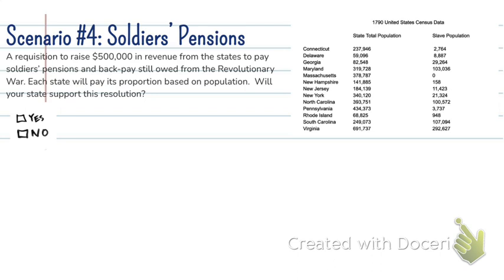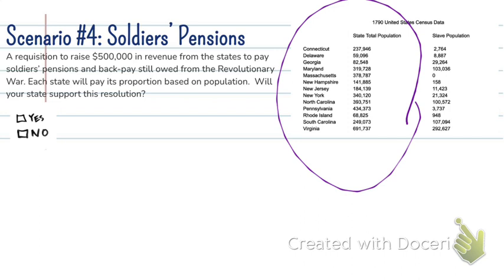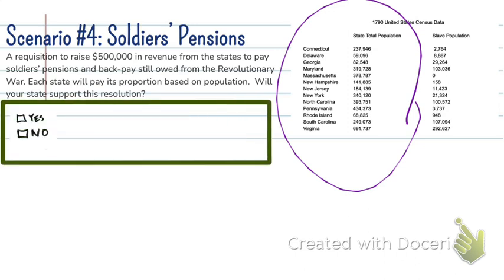So how much do you have to pay? Each state is going to pay more if their population is higher. So where it says population, here are your populations. All right? You have to pay more the more populous your state is. So you're going to tell me, will your state support this tax? Yes or no? To pay back the soldiers, and why? All right, so states like Virginia, Pennsylvania, North Carolina, New York, Massachusetts, and Maryland, you're going to pay the most. All right, keep that in mind. 1 minute.